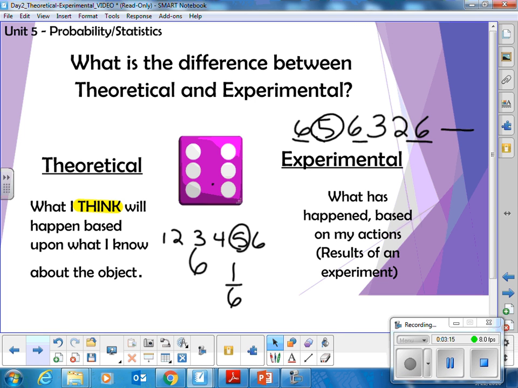So sometimes the experimental probability doesn't match up with theoretical. The 5 did, but what if I said how many times, because theoretically, how many times should I get a 6? Should also be 1/6, because there's only one side that has a 6 on it. But in my experiment, it happened 3/6 or half of the time. And that does not match the theoretical probability. So experimental is what actually has happened based on my experiments or my sample, and theoretical is what should happen based on what I know about that object.